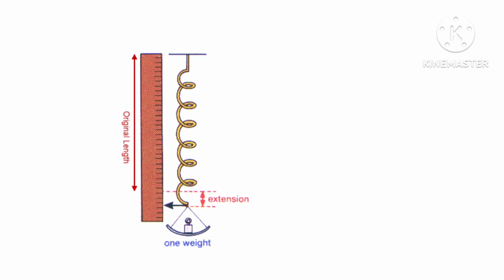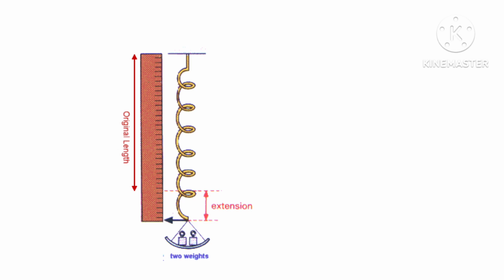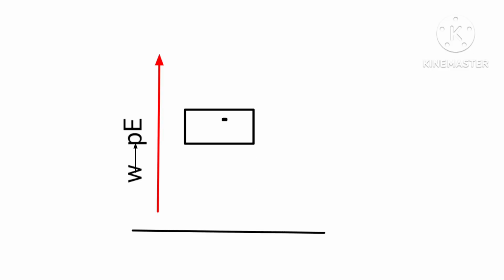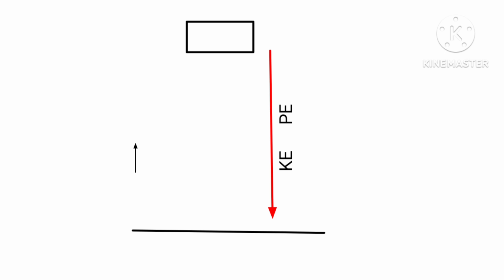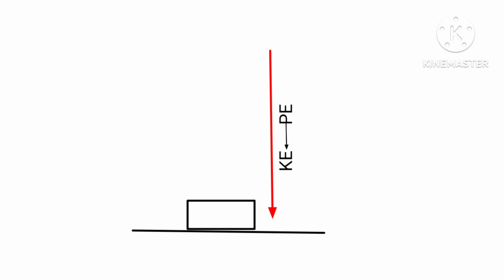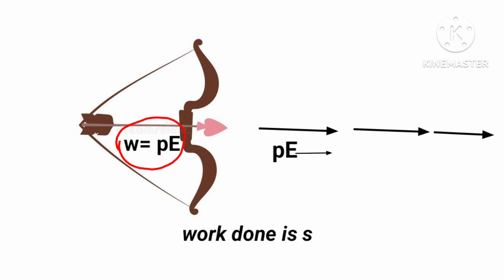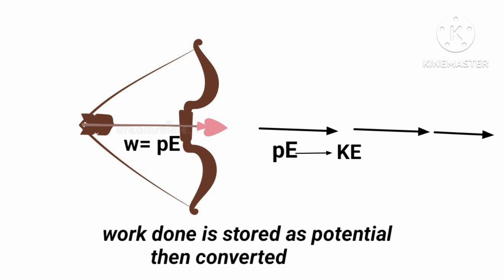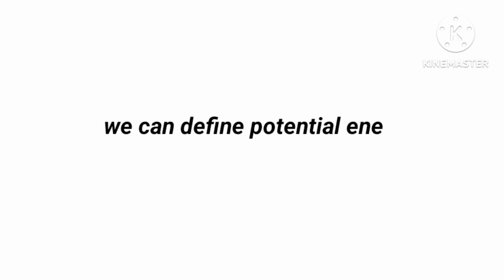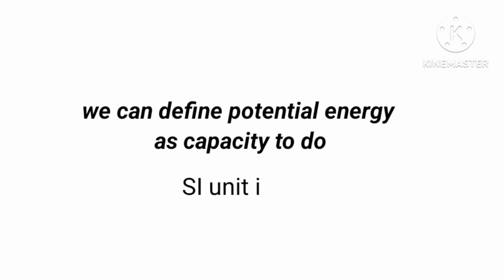We take more examples. A coil, when stretched and then released, regains its original position. An object is taken from the ground to this height and released, and comes down to its original position. A bow, when stretched and released, shoots an arrow. In all the above examples, work done is stored as potential energy, then converted into kinetic energy. Hence we can define potential energy as the capacity to do work. The SI unit is joules.